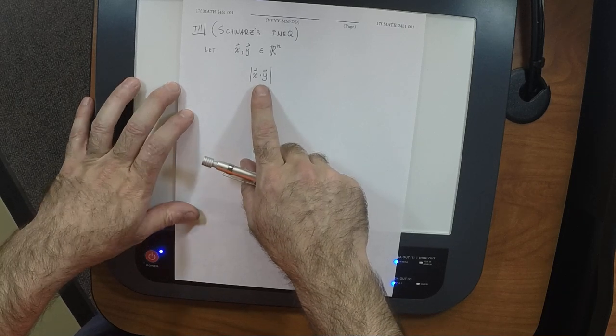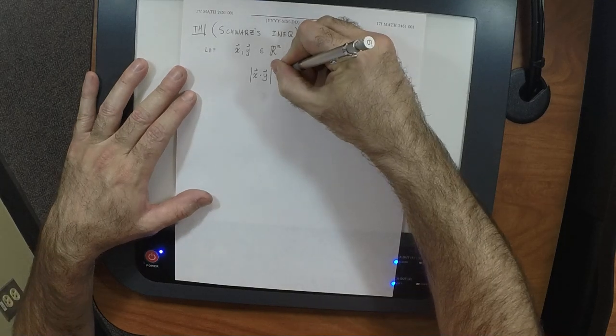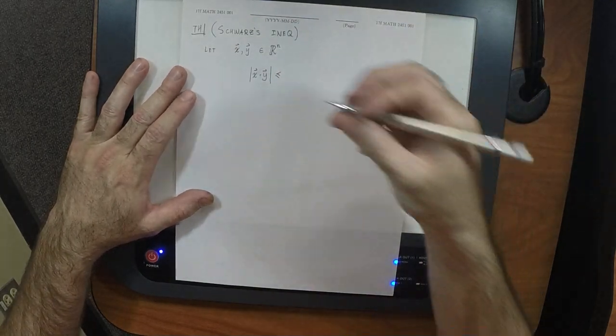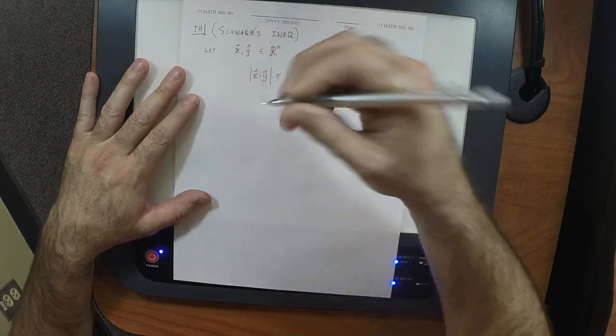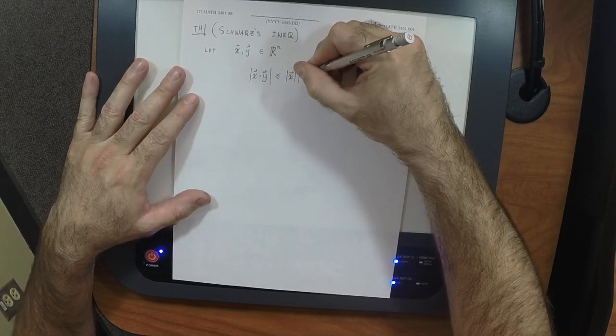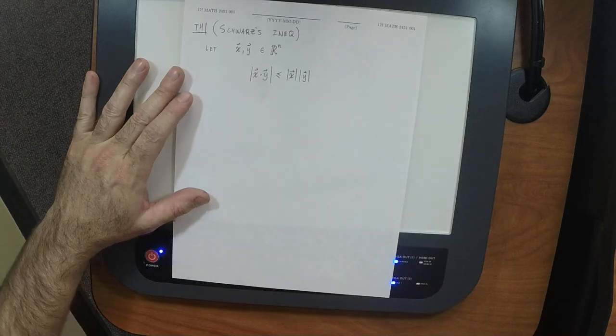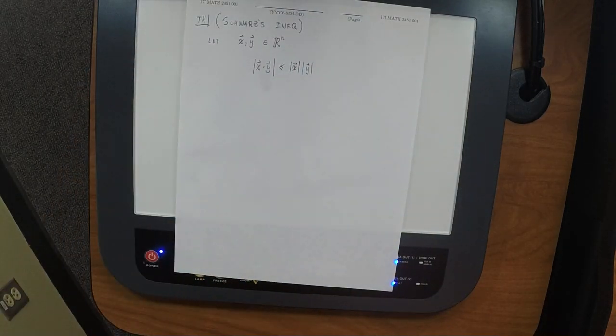Okay, so then this is less or equal to the absolute value, the vector length of x times the vector length of y. Now we're not going to prove this, but can someone give us a good reason why this seems plausible?